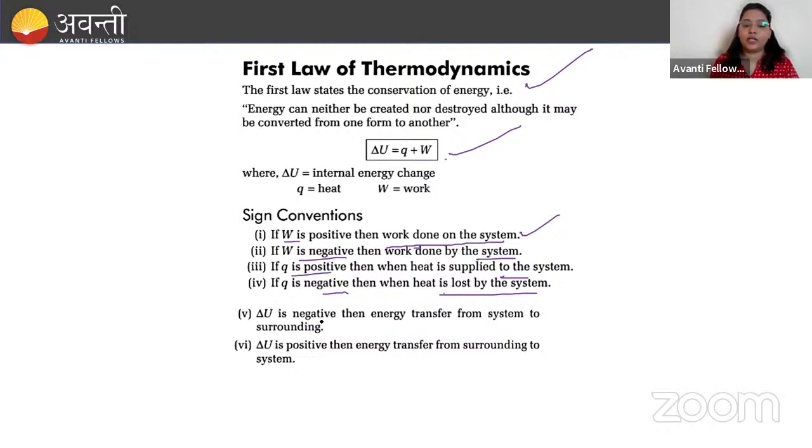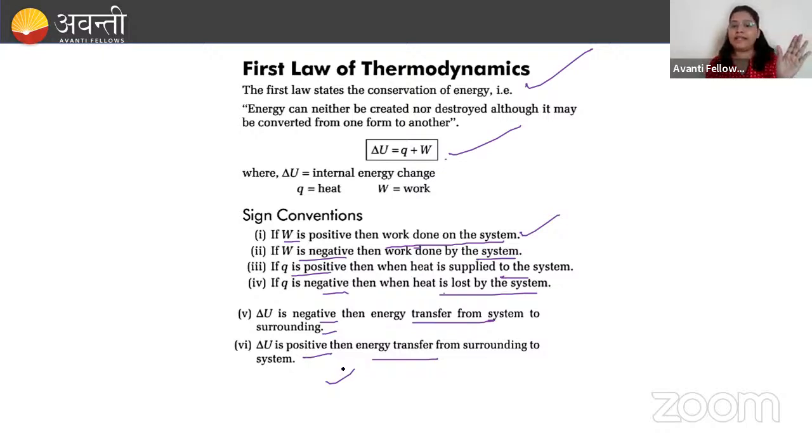If delta U is negative, that is, internal energy is negative, then energy transfer is from system to surrounding. And if delta U is positive, then energy transfer is taking place from surrounding to system. So is that clear to you? This is the first law of thermodynamics.